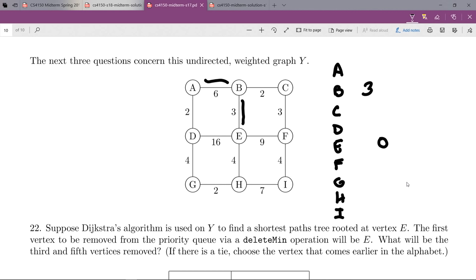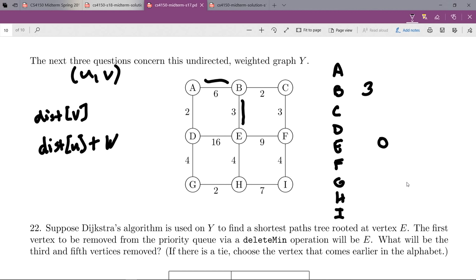So you see the game we're playing? We're comparing the current distance to V and the current distance to U plus the weight of the edge that we're considering. So that's how we update the edge UV. Basically, take the smaller of those two things. So what comes next? BA.